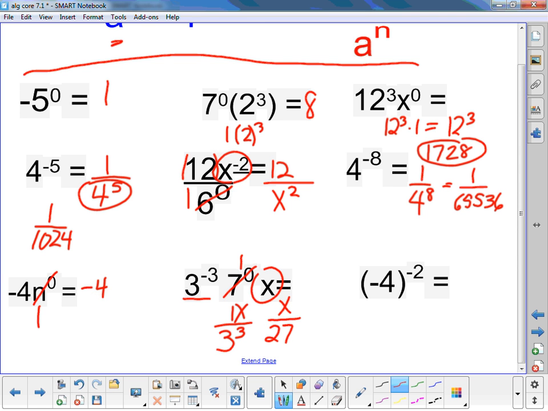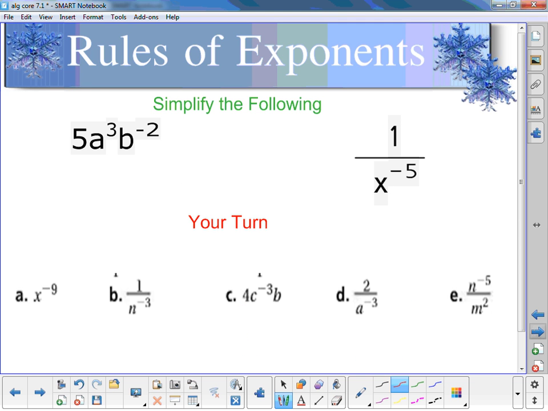Negative 4 to the negative 2, again, it's raised to a negative exponent, so I move it, and I lose the negative. And negative 4 raised to the second is negative 4 times negative 4, so it's 16. So the answer to that is 1 over 16. So simplify the following. These are yours, so you should pause me and then come back and check your answer. So put me on pause, come back and check your answer.